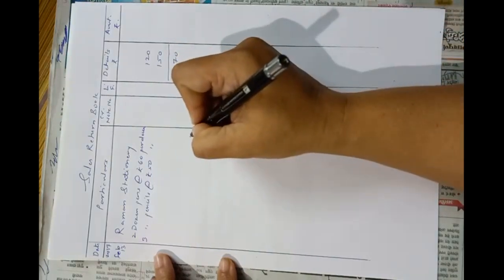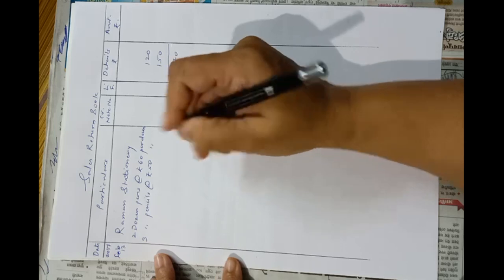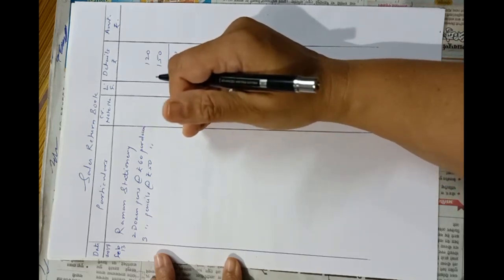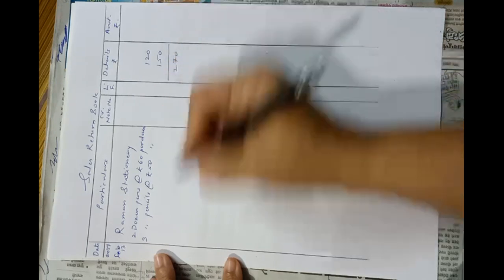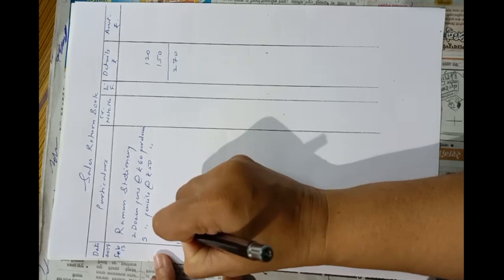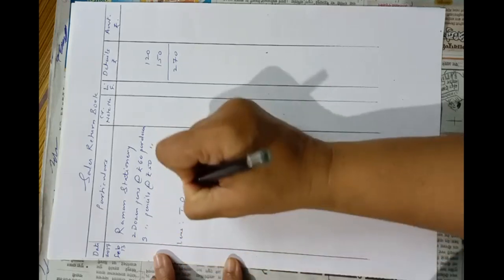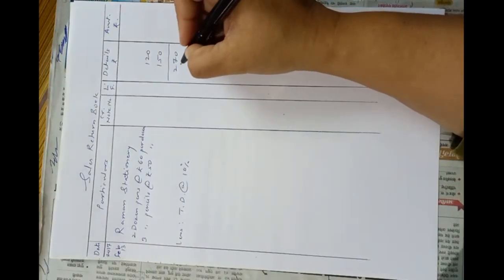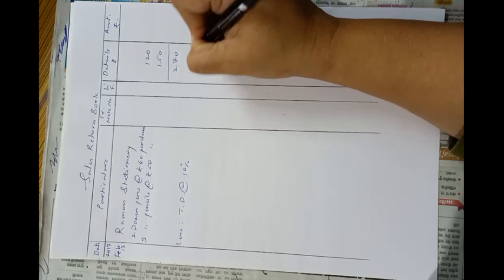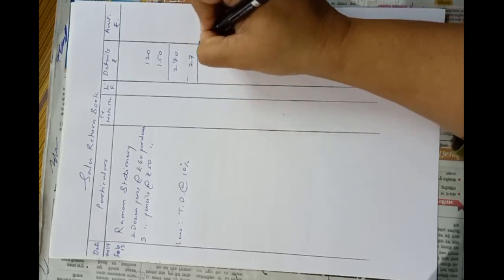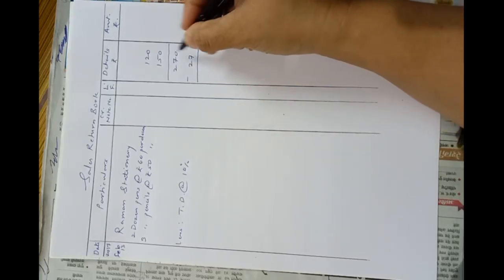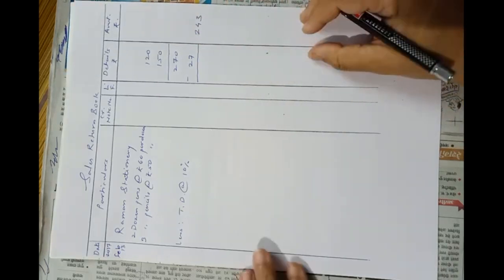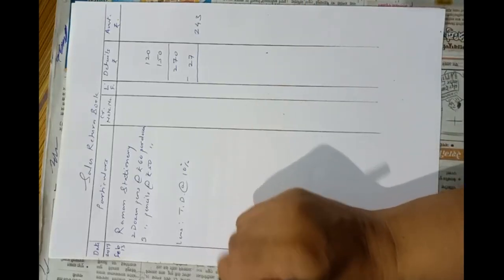And the discount at the time of sale was 10%. So less discount at 10%. 10% of 270 is 27. So 270 minus 27 is 243.